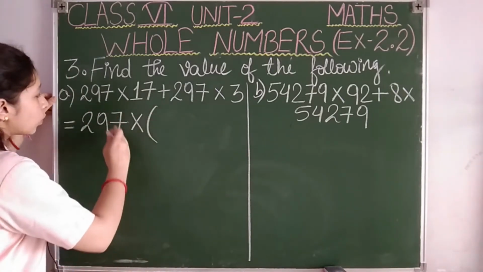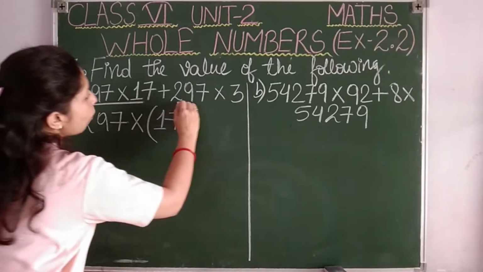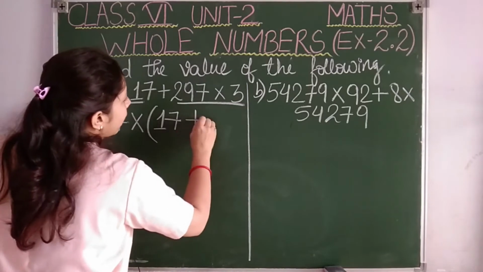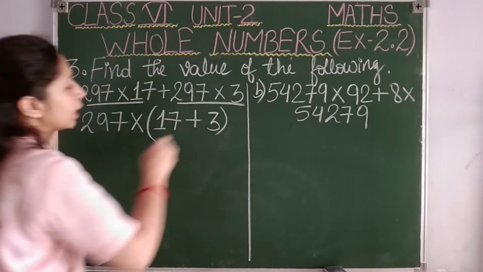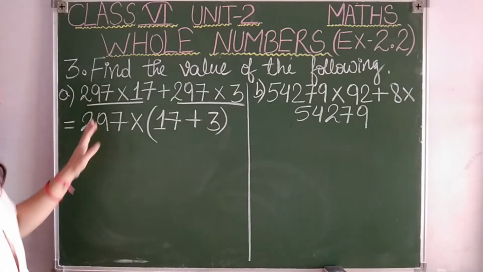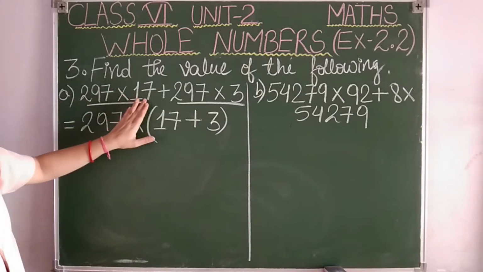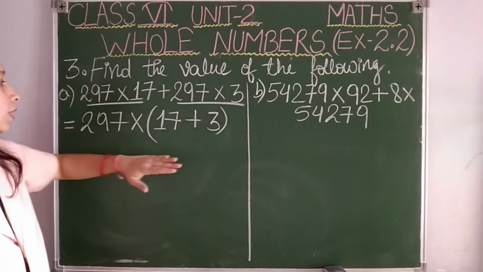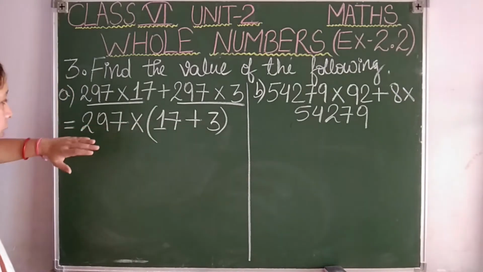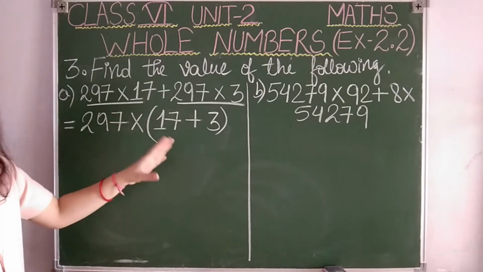So what we will do? 297 into, write 17 here. Then between these two products, which symbol is there, students? Plus sign. So that you are going to write here, and then the next number. Clear, students? By using the distributivity property, we have taken 297 as common. This 297 is in multiplication with 17 and 3 both. When a value is written inside the bracket and a value is written outside the bracket, that means both are in multiplication. Same thing only, students.